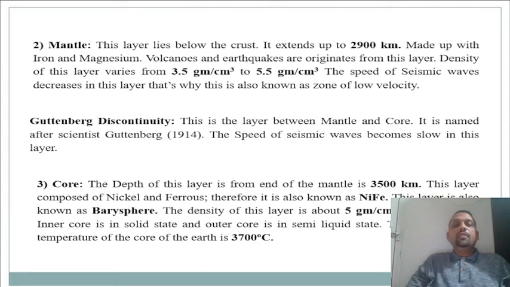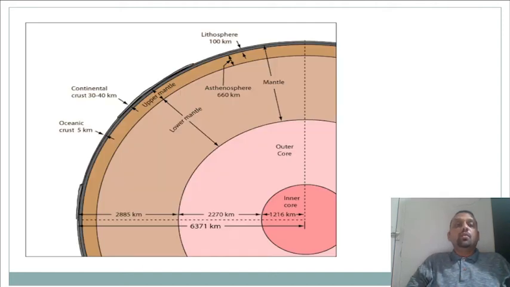So here again we have two layers of the core, inner core and outer core. The inner core is in a solid state and the outer core is in a semi-liquid state, and the outer core is continuously revolving around the inner core.